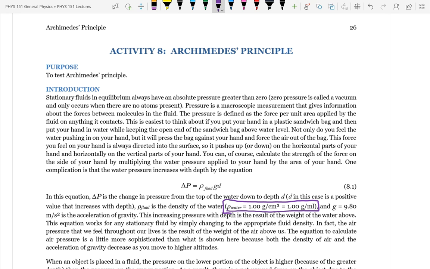So converting from volume displaced to mass displaced, how do you do that? You multiply by 1 gram per milliliter. So it's just multiplied by 1. It's a very simple process.